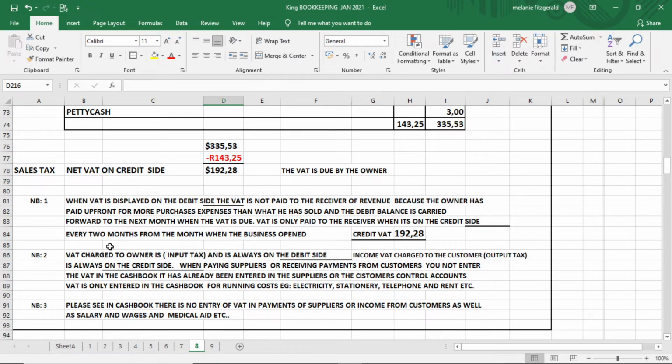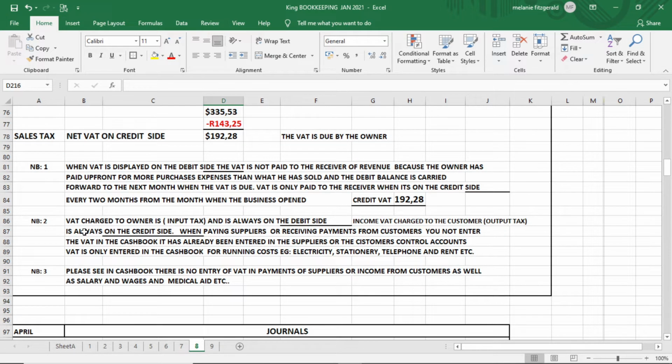Every 2 months from the month when the business opened, credit the VAT $192.28. VAT charged to the owner is input tax and is always on the debit side. Income VAT charged to the customer, that's output tax, is always on the credit side.